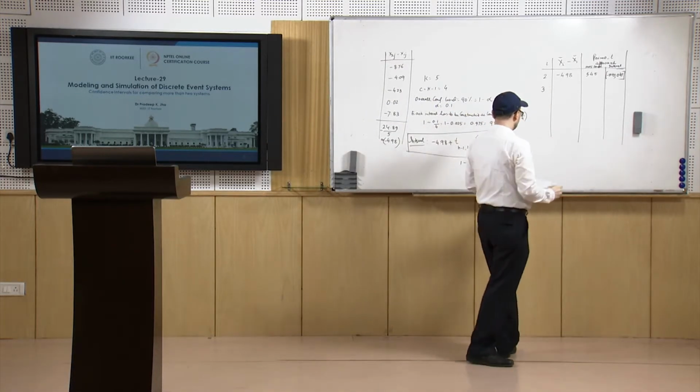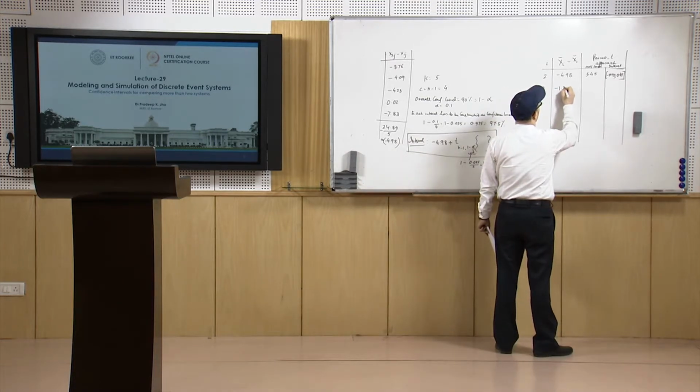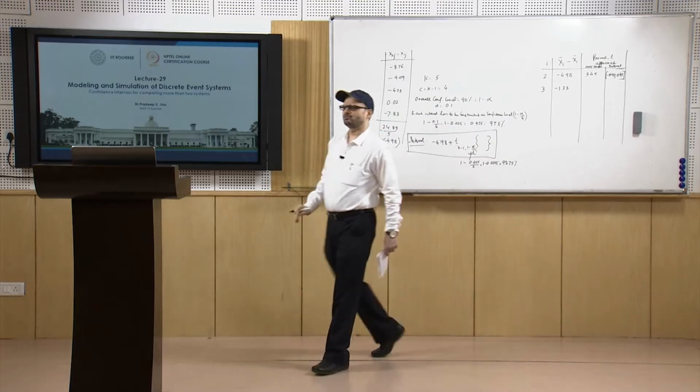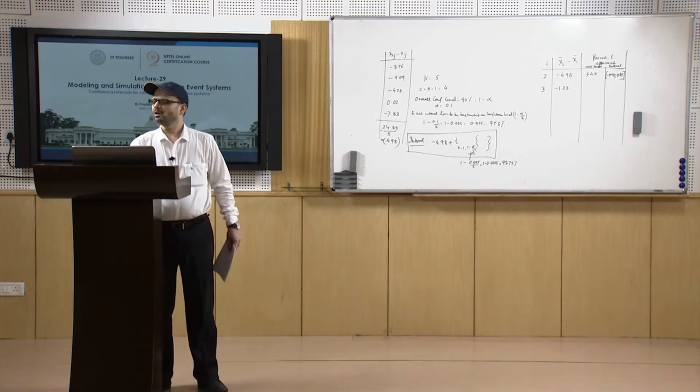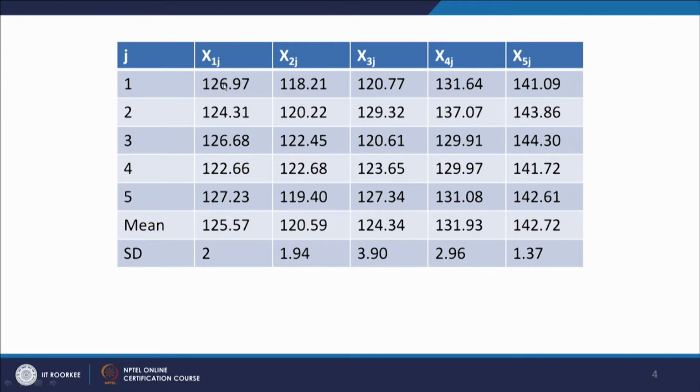Suppose you go to the third system. In the third system, you will get minus 1.23. How do you get it? You have to compute this 120 minus 126.97, so that will be coming to something close to minus 6.20, and then minus 6.20 plus 5.01, and again minus 6.07. So, this way you are going to have the x3j minus x1j.